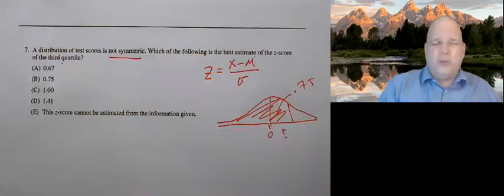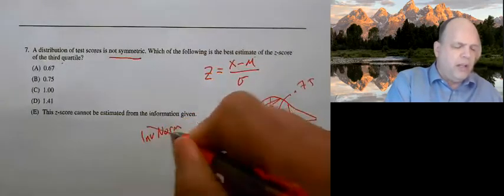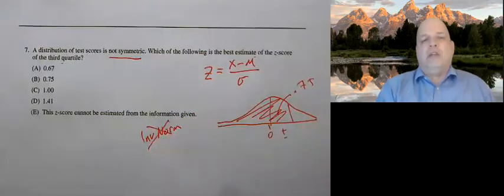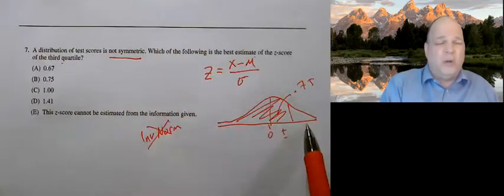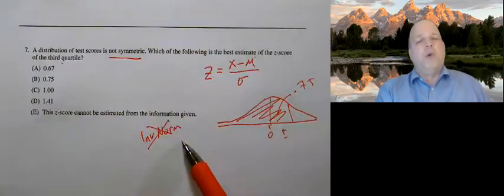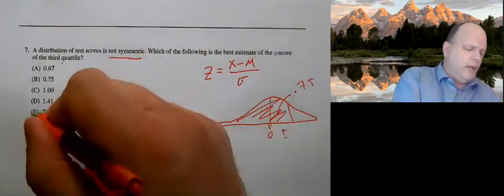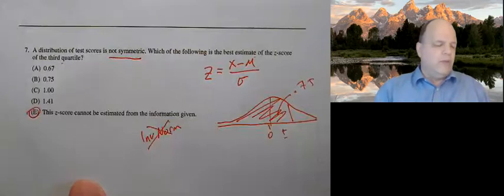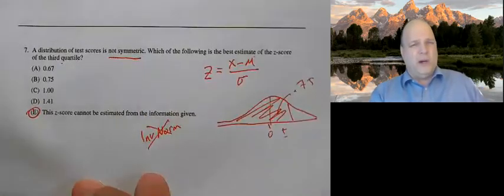But they didn't tell us it was normal. And because they didn't tell us it was normal, we cannot do the inverse norm. As a matter of fact, they wanted you to know that it wasn't normal. They said it was non-symmetric. So that's obviously not normal. But even if it had been symmetric, if they don't tell us it's normal, we can't use the inverse norm. So the z-score cannot be estimated because we don't have enough information. It cannot be done. And they gave us a pretty big hint when they said it was not symmetric. They wanted you to get that one right.